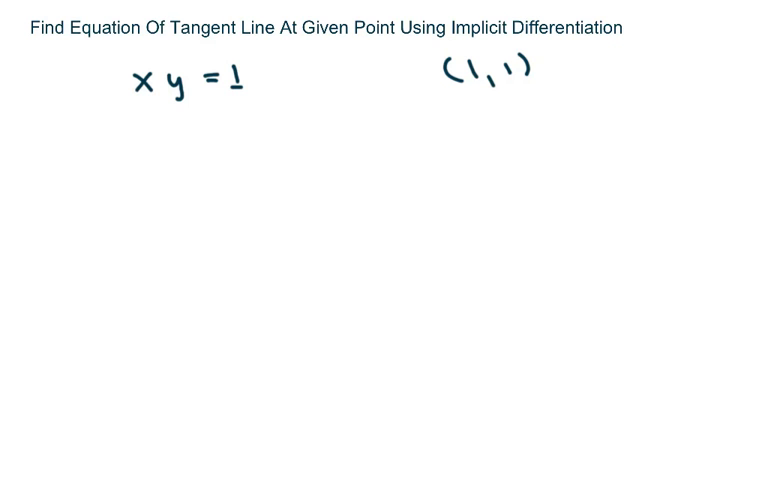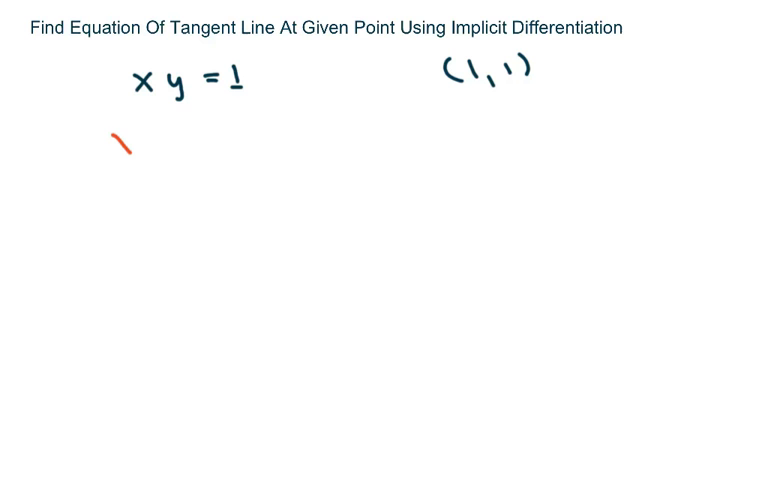Hi everyone, we're going to find the equation of a tangent line at a given point using implicit differentiation. This is going to be a rotated hyperbola. So the first thing I'm going to do is use implicit differentiation.